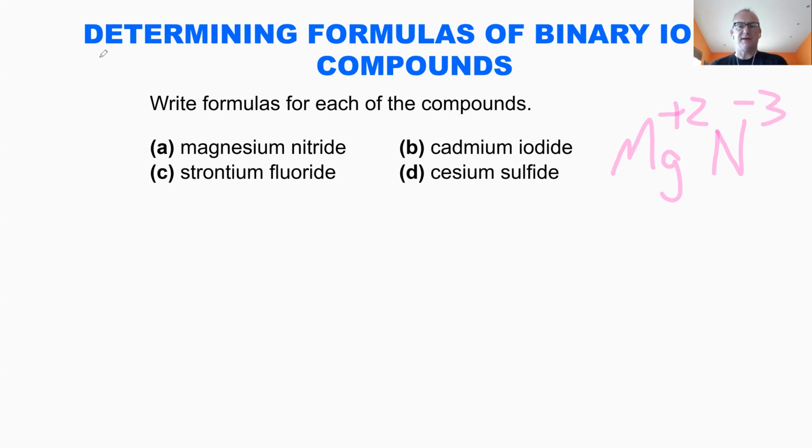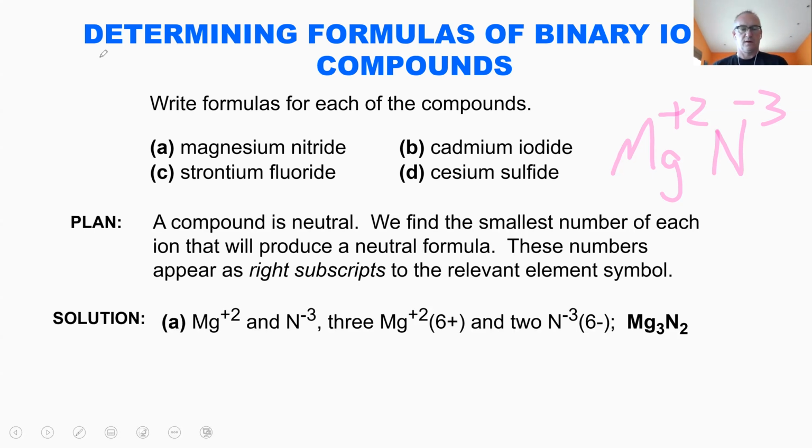So what is going to be the formula for magnesium nitride? Mg3N2. Okay, let's see. Mg3N2, excellent. Now, cadmium iodide. Look at your periodic table. Hopefully you got your periodic table. Everyone should have their periodic table in front of them at all times, even when you're having lunch.